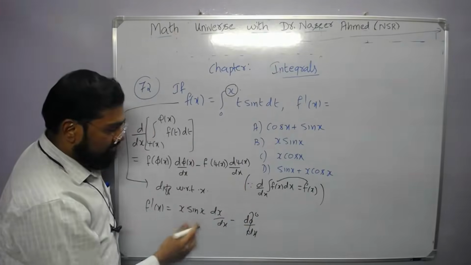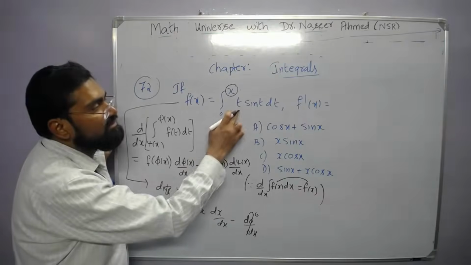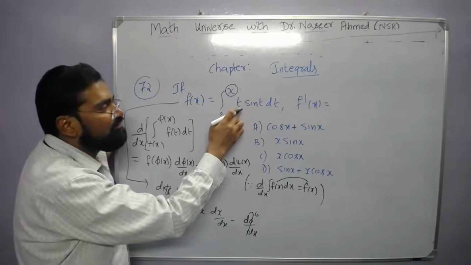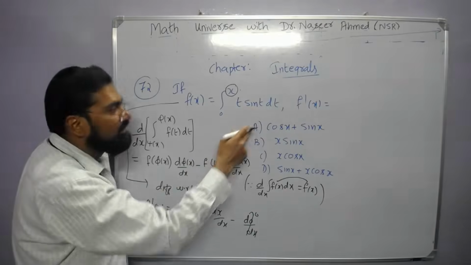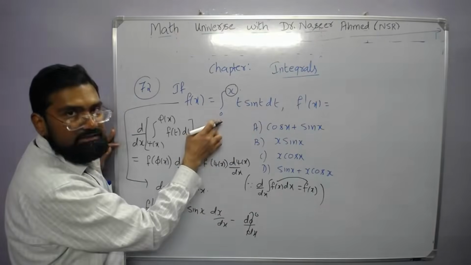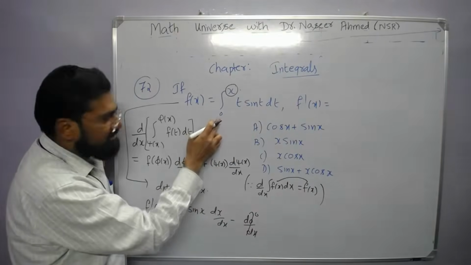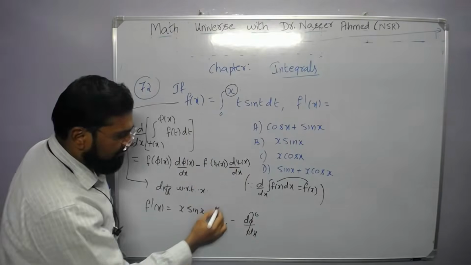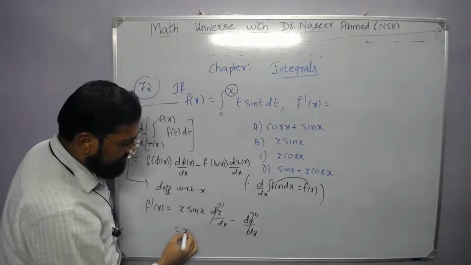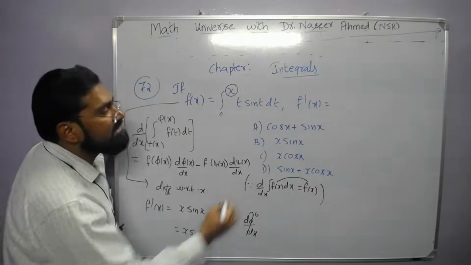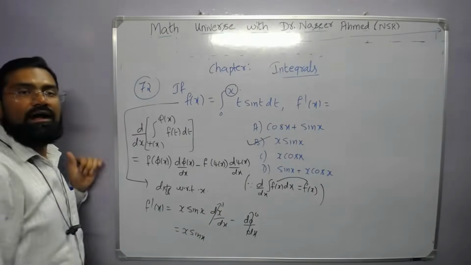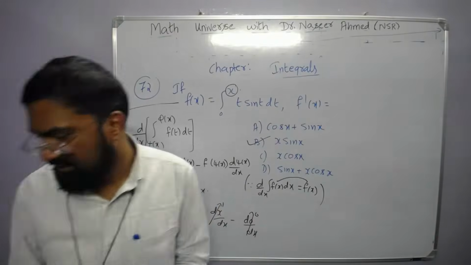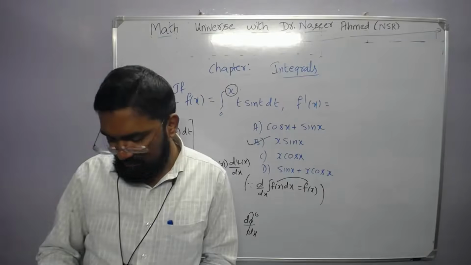Anyway, in this case, since the lower limit is 0, 0 into sine 0 is 0. But let us suppose I got 2, then I should think of 2 sine 2, etc. But when I apply this logic, since the lower limit is constant, its derivative is 0, so I take it as 0. The derivative of x with respect to x is 1. So the answer is x sine x. X sine x is in option B. I hope this is clear. Okay. Fine. Is it clear? Any doubts?